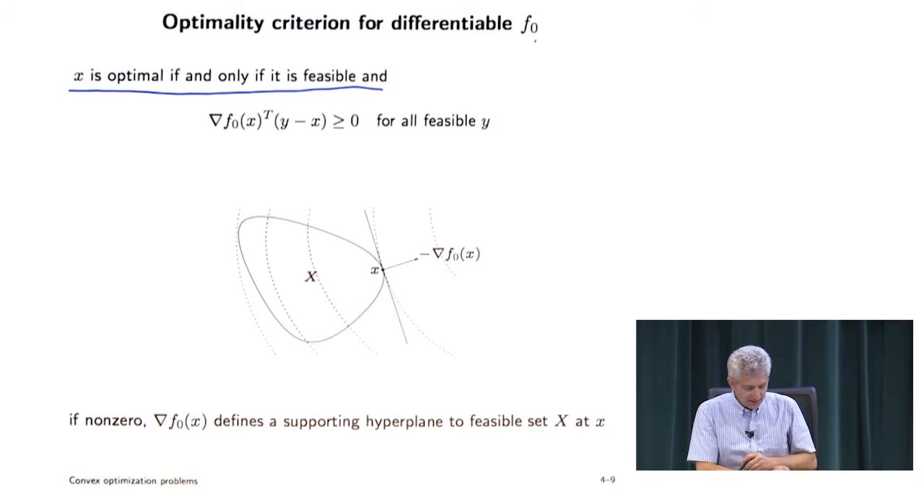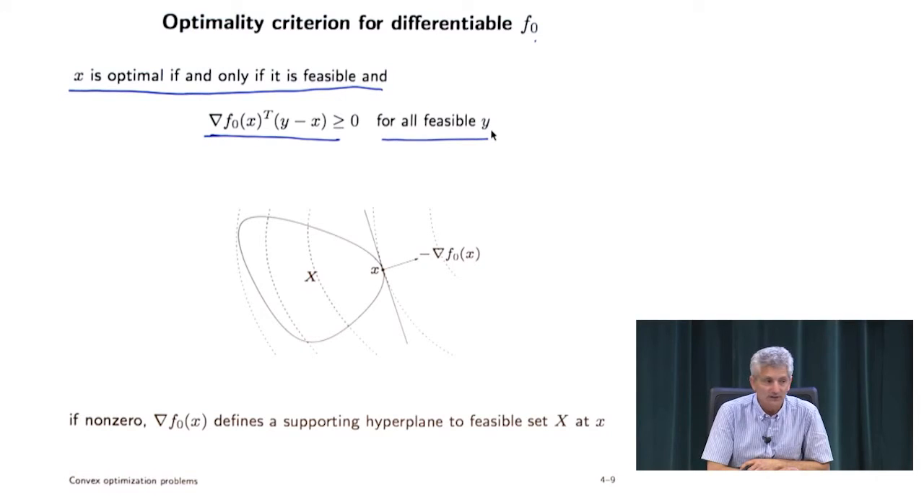Okay, so it says if the following is true, the gradient of f0 of x transpose times y minus x is bigger than 0 for all feasible y. Right, so that's the condition. And a picture would look something like this. This dark set, this is the feasible set.